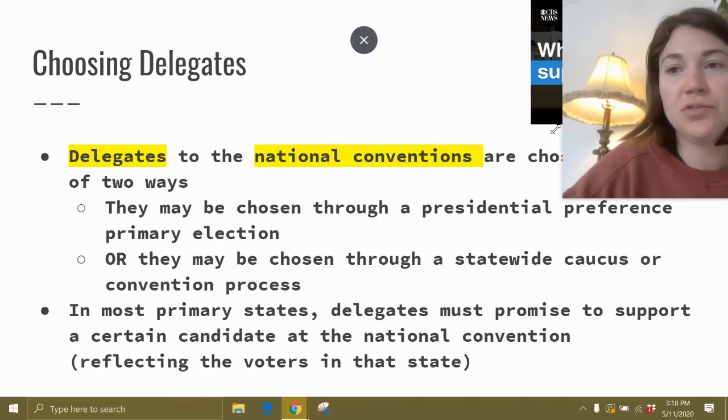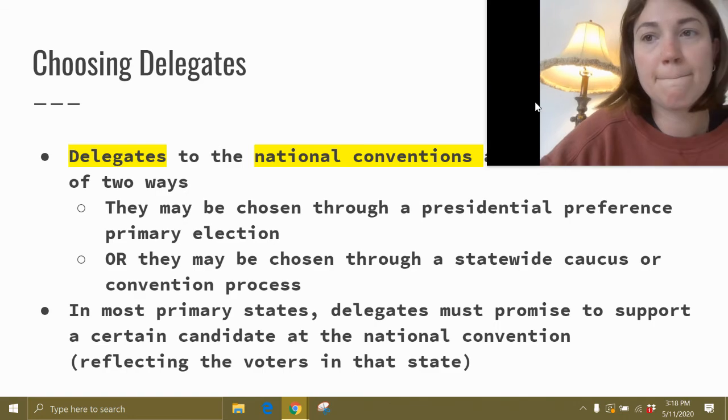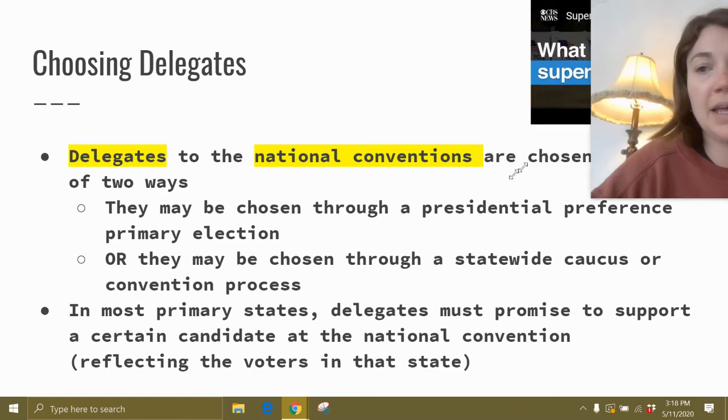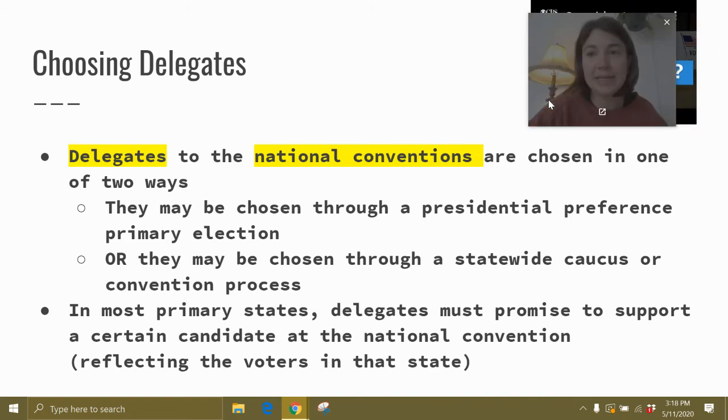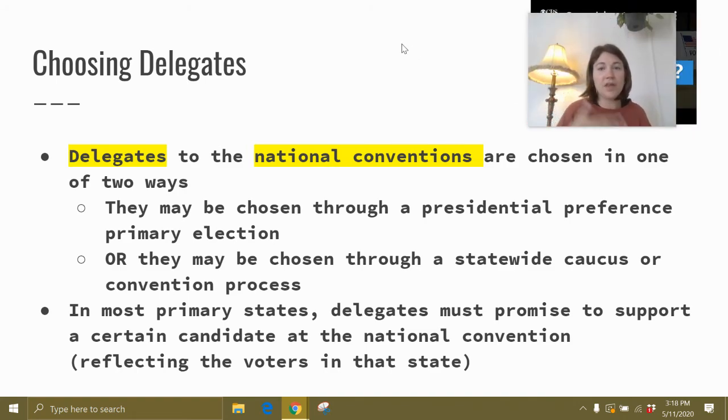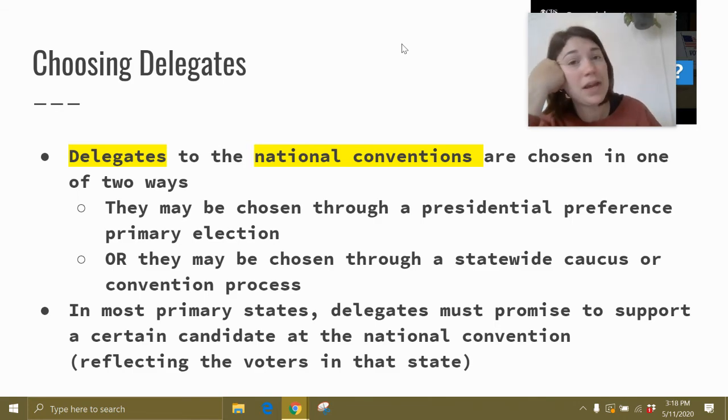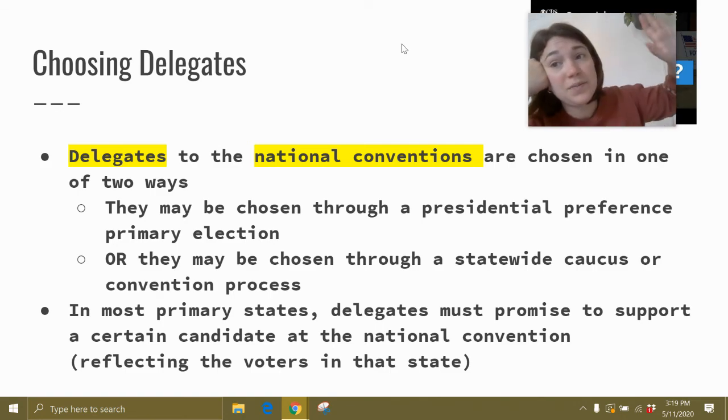But I'm going to move on now to choosing the delegates. So delegates, what are delegates? These are people that go to the national convention to represent a state. They're chosen in one of two ways. They may be chosen through a presidential preference primary. So in Rhode Island, let's say I'm voting in the Democratic primary. Not only am I going to vote for who I want the Democrats to have as their nominee, but there's also going to be a bunch of other names there. These would all be people who say, I would like to be the delegate for Rhode Island to go to the convention.